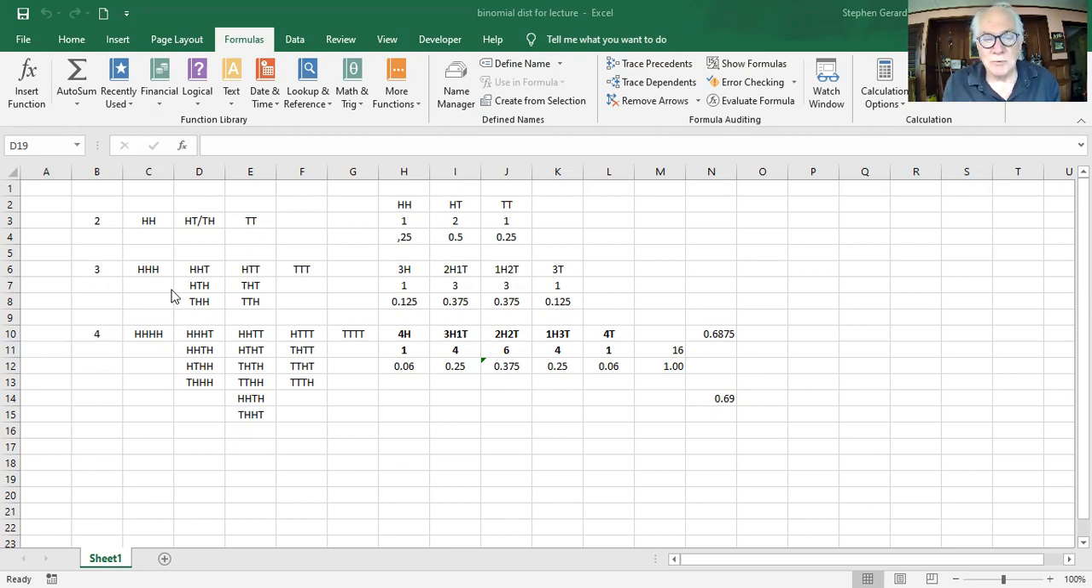I do the same thing here for three flips of the coin, where I could have three heads, three tails, two heads and one tail, one head and two tails. Those are the only combinations that are possible. Here are the probabilities of those sorts of things. And here, I do the same thing with four flips. The point I want to make with doing this is that the number of trials that you have has a big determination on what the outcome is going to be and the probability of different outcomes, in part because the more trials you have, the more possibilities there are.